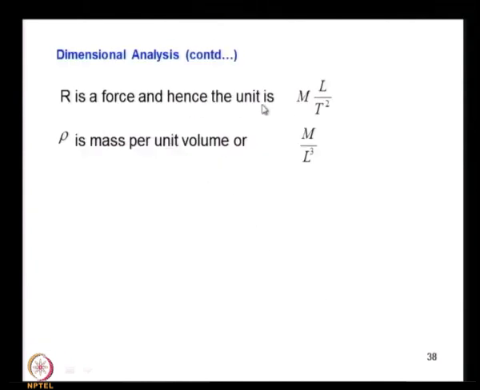Resistance is a force, and hence we can say mass into acceleration, mass into L by T square, that is the resistance of force. Rho is a density, mass per L cube, so kilogram per meter cube, or this is mass per L cube, that is a representation of that.